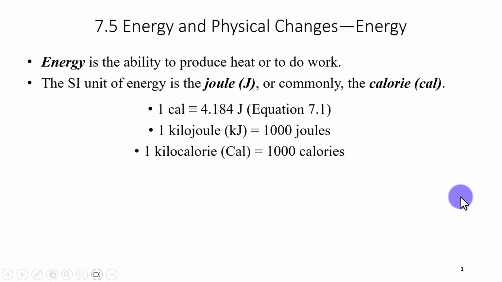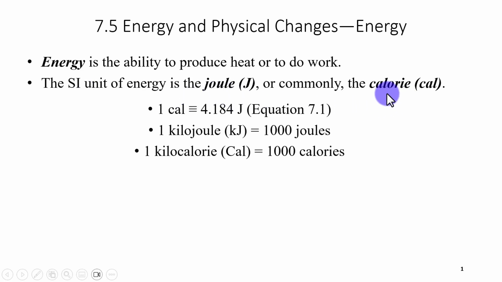Lastly, we are going to cover energy and physical changes, and we will finish chapter 7. Energy is the ability to produce heat or to do work. That is the definition we're going to work with. The SI unit of energy is the joule.